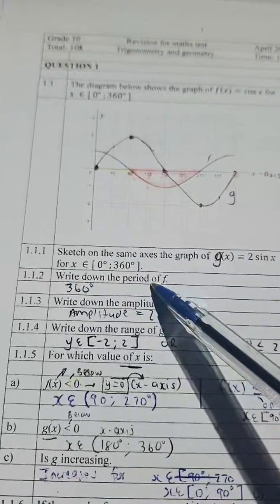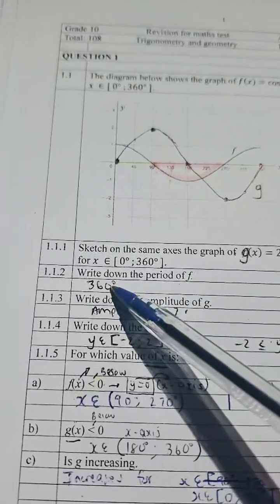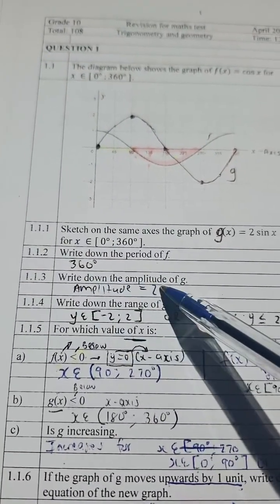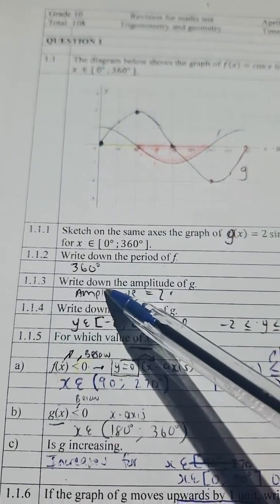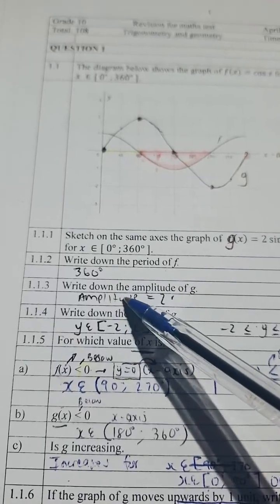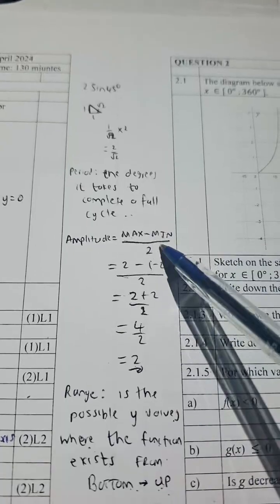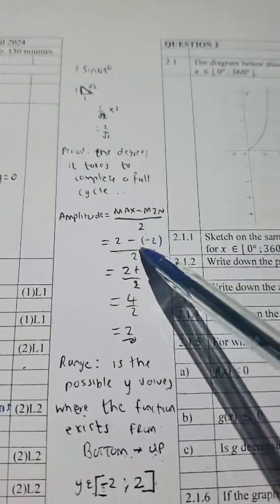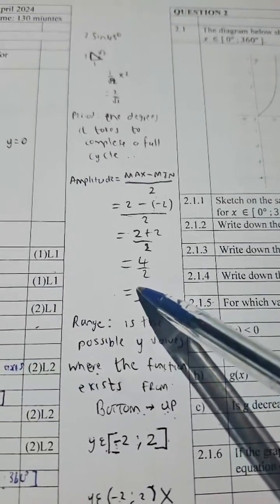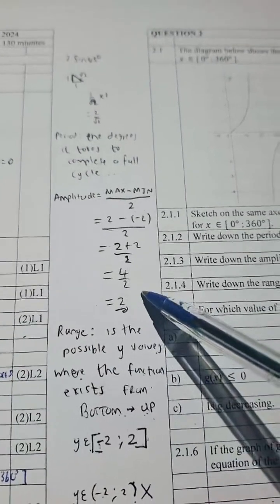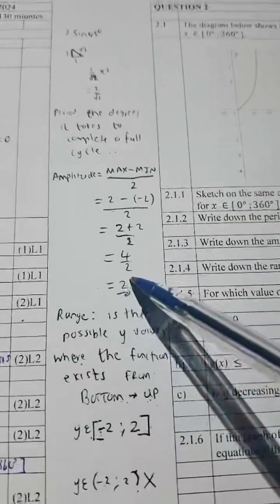We were asked to find the period of f, which is the cos graph, and we established that the period is 360 degrees. We were asked to write down the amplitude of g. To calculate amplitude, we use a formula: amplitude is equal to the maximum minus the minimum, divided by 2. It is actually 2, positive 2, because amplitude is always a positive value.